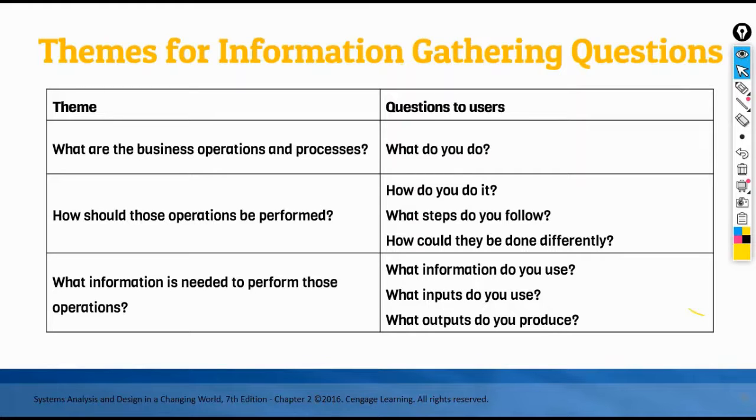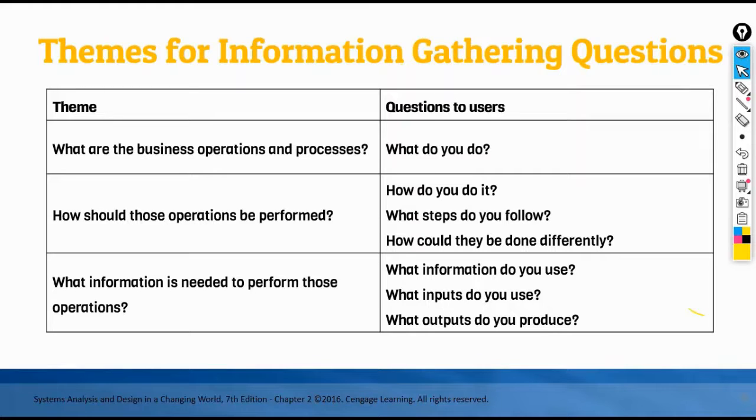In the first question, what do you do? The focus is on understanding the business function. In most cases, the users will provide answers in terms of the current system. As an analyst, you must carefully discern which of these functions are fundamental business functions, which will remain, and which may possibly be eliminated with an improved system.